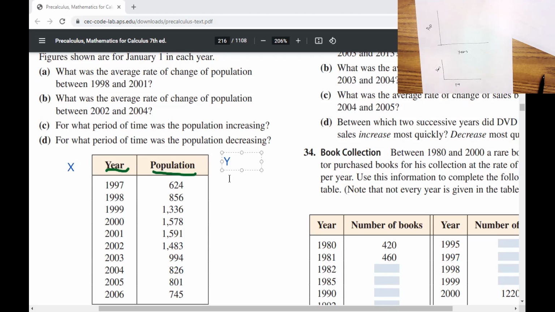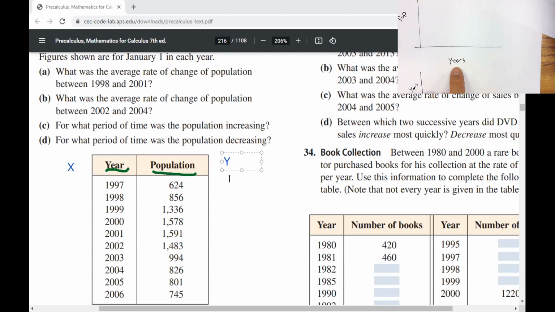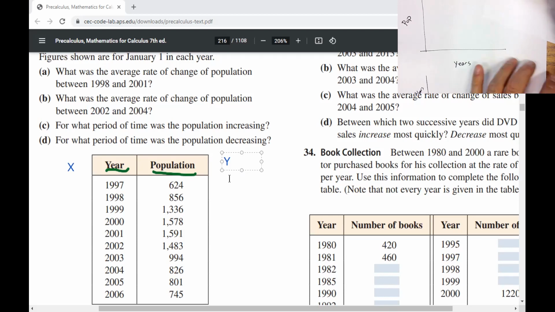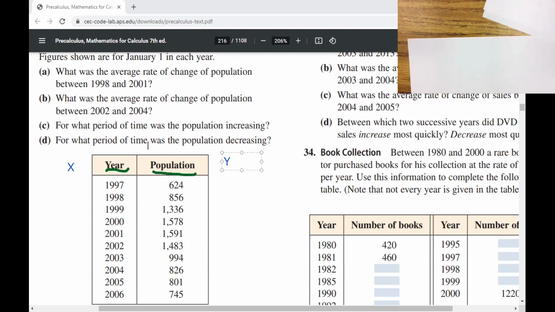So years is my independent variable, because years just go, right? It doesn't have anything that it depends on. And population is my dependent variable. Okay? So if you think about it like that, that's how I got my X and my Y value here and here. Okay? All right.